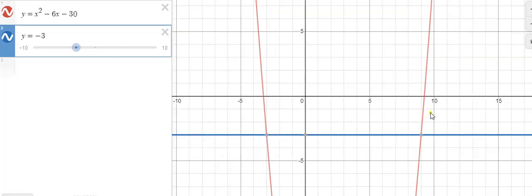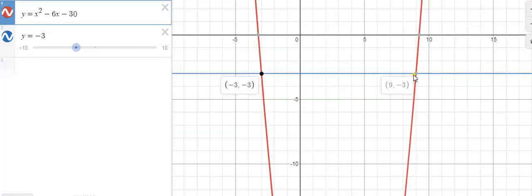Now, you could think of it like this too. When is x squared minus 6x minus 30 less than negative 3? Well, that happens when x is greater than negative 3 and less than 9.